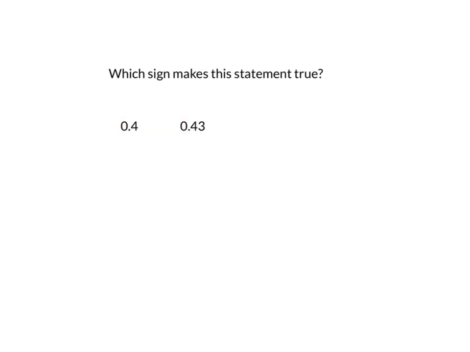In our final example, we're going to compare 0.4 and 0.43. When I start, I can see that I have zeros in my ones. When I move to the tenths, I have 4 tenths in both. Now, I then move to the hundredths. In my first one, 0.4, I know that this is a 0 here. So I have 0 hundredths. In my 0.43, I have 3 hundredths. That makes 0.43 the larger number.